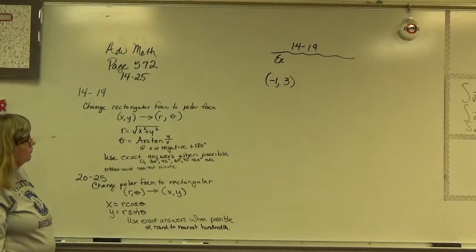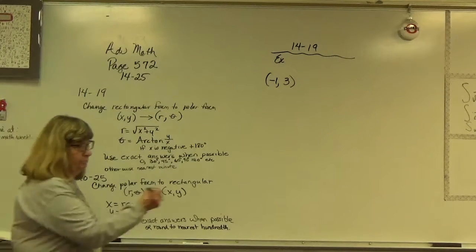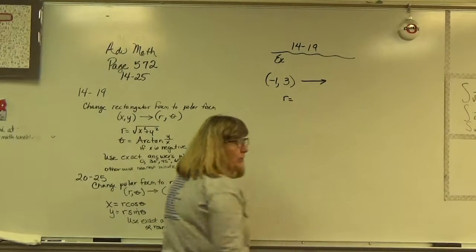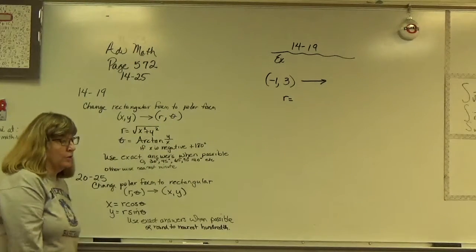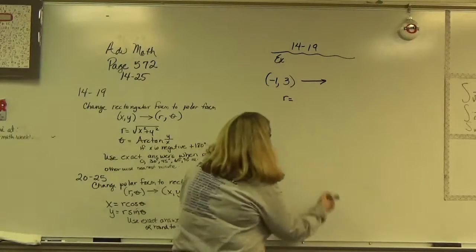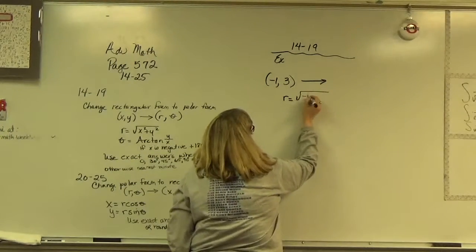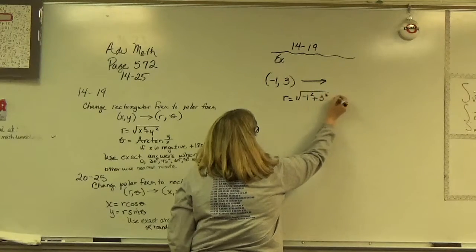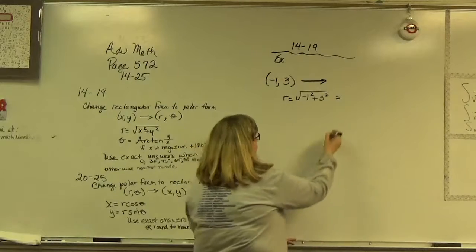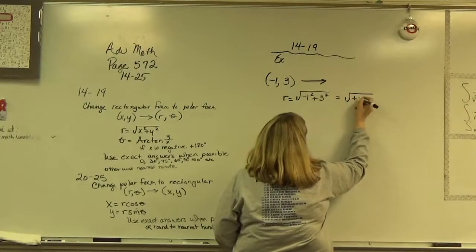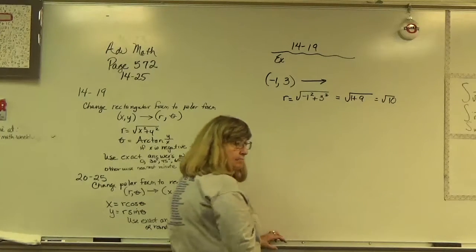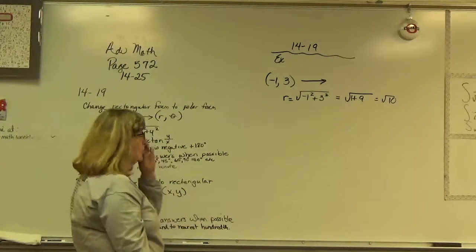Negative 1, 3, I want to change it to polar form. So in order to change it to polar form, you've got to find what r is. And r is found by taking the square root of these two numbers squared. So Delaney, what would be negative 1 squared? 1. And 3 squared. 9. So we're going to get square root of 10, and that's simplified, isn't it? There's not any perfect squares in it.